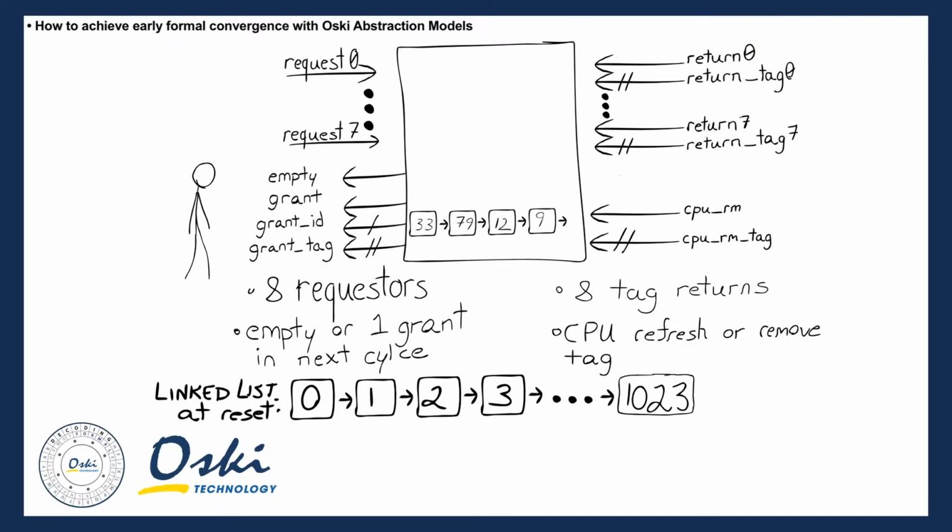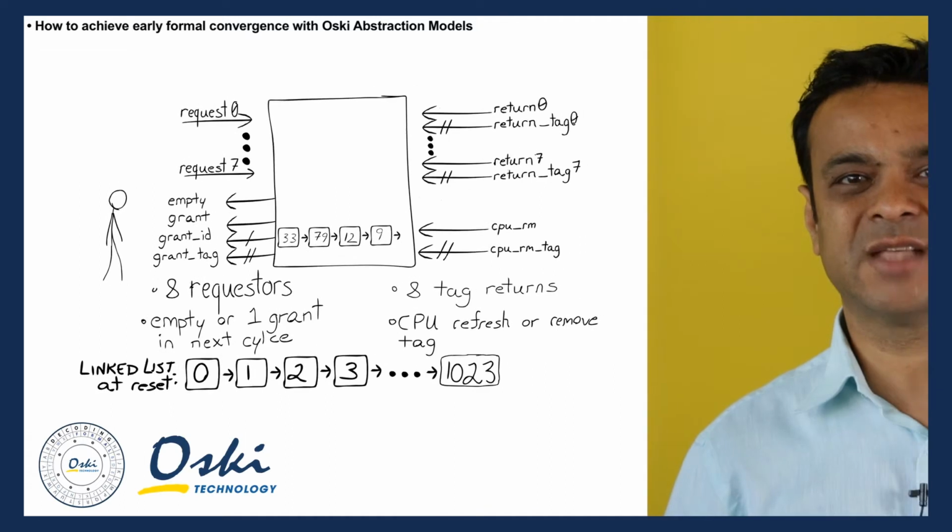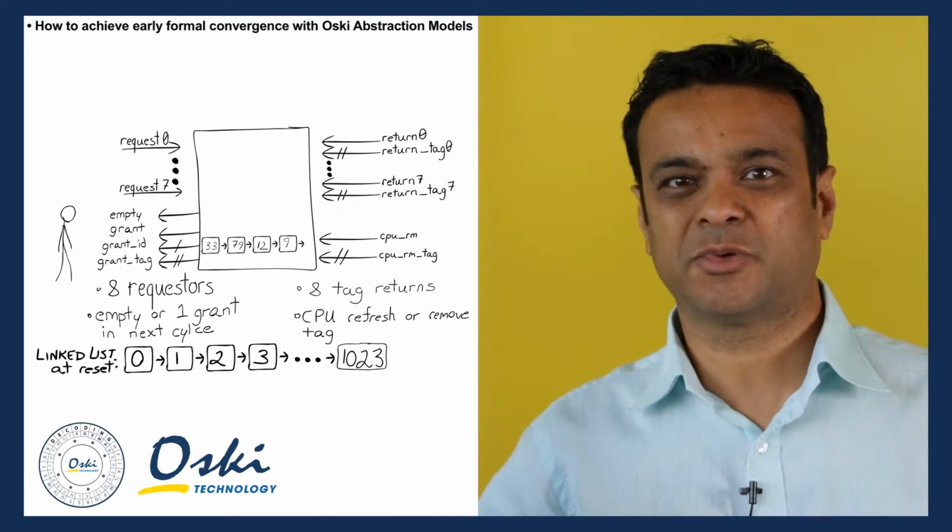What we want to do is explore the corner cases of the design which happen when the linked list is empty. So you start with the linked list which is 1024 deep.